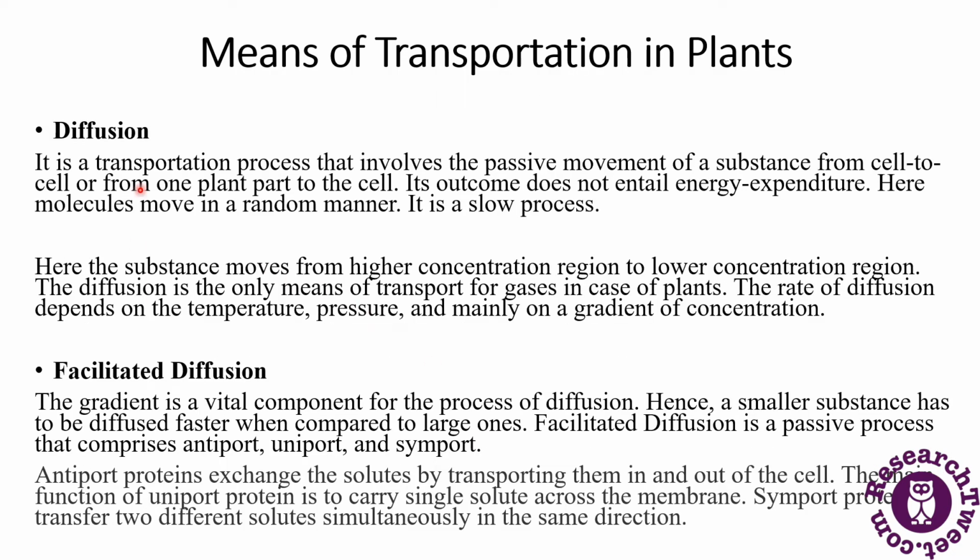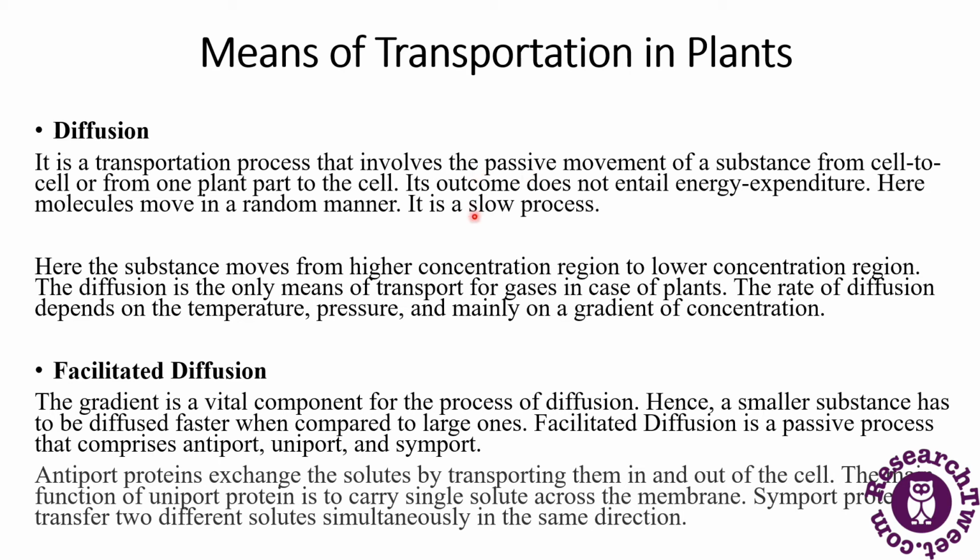Then what are the means of transportation in plants? There are three means of transportation in plants: diffusion, facilitated diffusion, and the next is given in the next slide. So what is diffusion? It is a transportation process that involves the passive movement of a substance from cell to cell or from one plant part to another. So this is called the diffusion process.